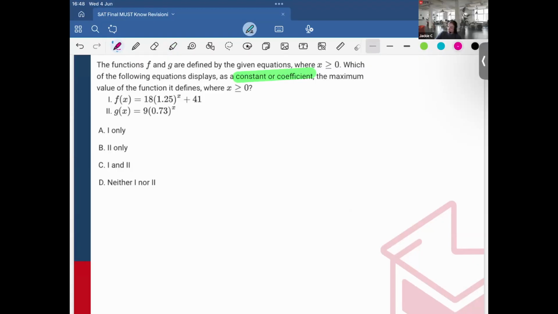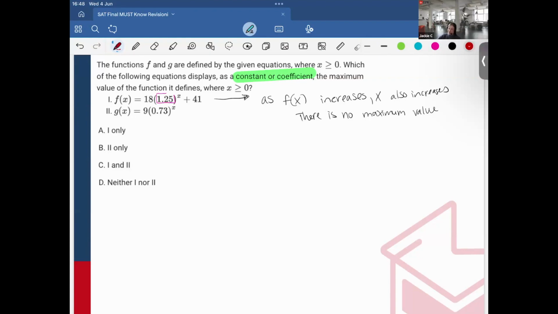So here right away, I can see that this is an increasing exponential function. And whenever it's an increasing exponential function, that just means as f of x increases, x also increases. So what does that basically mean? That there is no maximum value. The maximum value I can only determine in decreasing exponential functions. So in this case, right away, I can just be like, well, it's definitely not 1. So with that alone, A is gone, and so is C.